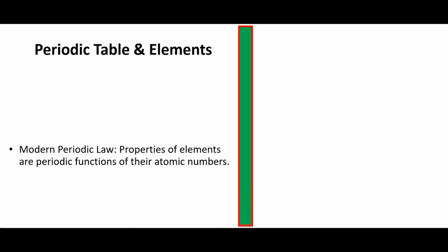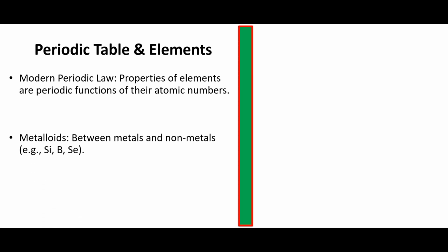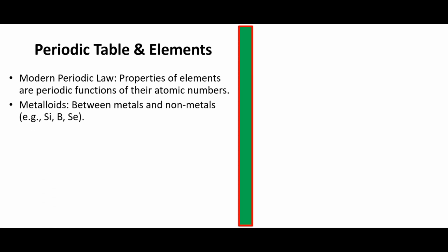state the modern periodic law as: the properties of elements are periodic functions of their atomic numbers. This shows that elements are arranged based on their atomic numbers. The element that's in between metal and nonmetal is a metalloid, like boron, silicon, selenium, etc.